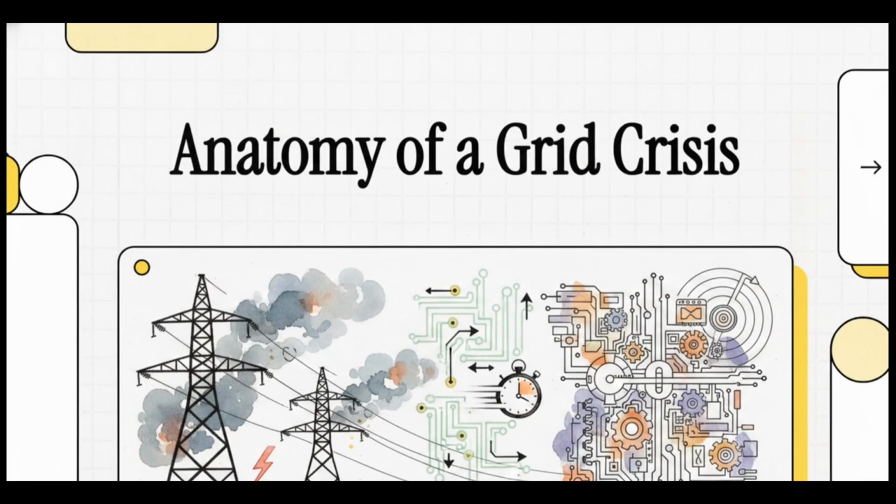Welcome to this explainer, where we're going to dive into the invisible, high-stakes battle happening right now on our power grid just to keep your lights on safely. We completely take for granted that when we flip a switch, the lights just pop on. But behind that incredibly simple action is this massive, beautifully complex system that is literally constantly under threat.